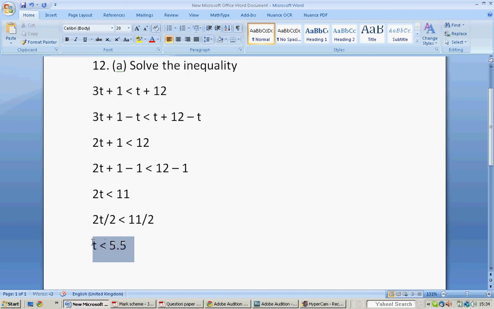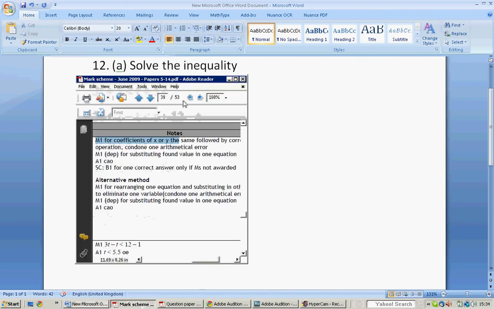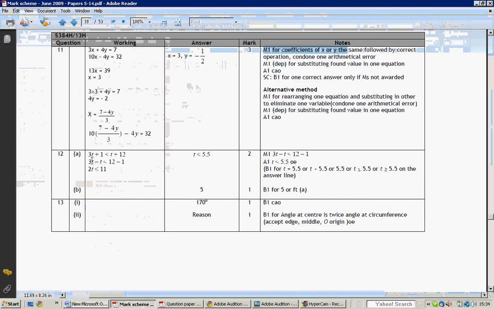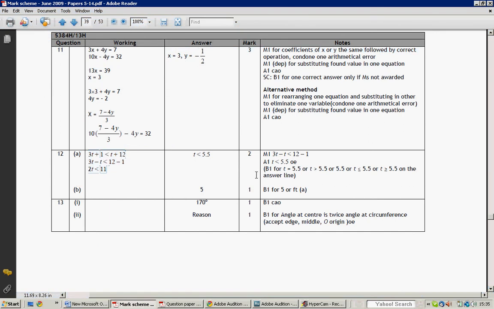This is our final answer: t is less than 5.5. Let's check the mark scheme to see if I did this correctly. This is question 12a. t is less than 5.5. Here's the working that you can expect to have done. That's more or less what I did.